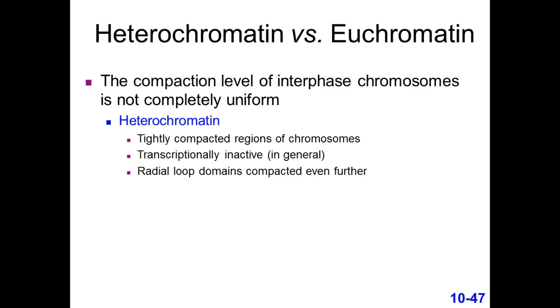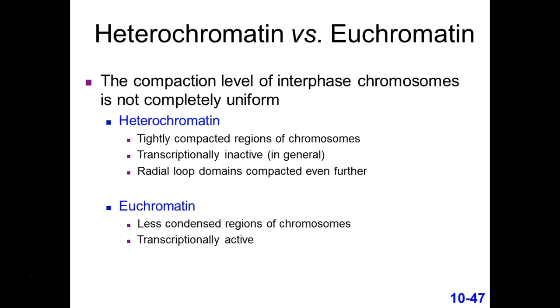So radial loop domains are compacted even further. We've got the greatest amount of compaction for heterochromatin. Therefore, euchromatin, or true chromatin, is not compacted. It's the less compacted regions of the chromosome. Because it's less compacted, the enzymes can get in. It's transcriptionally active: RNA polymerase is going in there and making messenger RNA in that region. The 30 nanometer fibers do form radial loop domains, but they're not as tightly compacted.